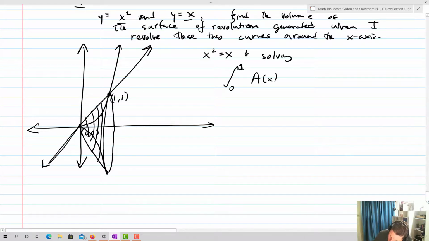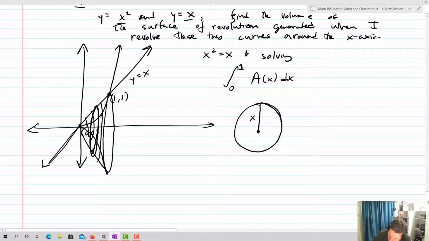So we need to find out what the areas are for the discs in there. Now I'm going to imagine one that's in the middle rather than one at the end, because the ones at the middle are going to be the easiest to think about. So I look at this and I've got the one at the middle, and on the outside, this big circle has a radius of x, because y equals x is the one on the outside. And then the one on the inside has a radius of x squared.